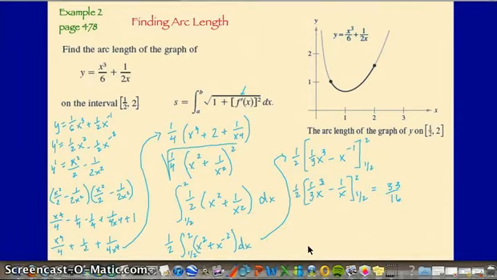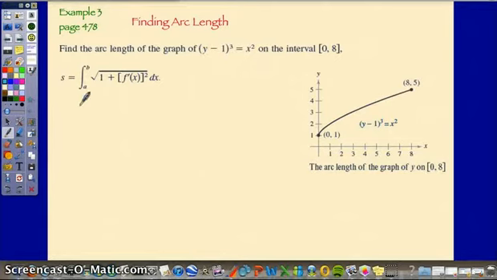Let's do another one. This is example 3 on page 478. For this example, we're going to take a function and write it in terms of y and use the arc length formula. So the first thing I'm going to do is rewrite this, solving for x, by taking the square root of both sides.